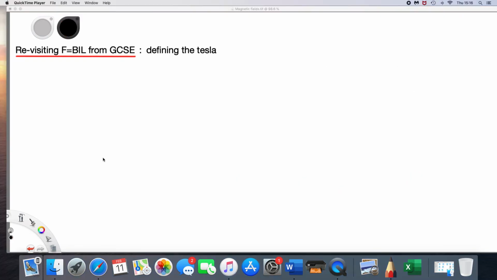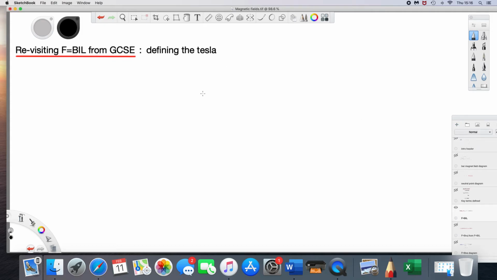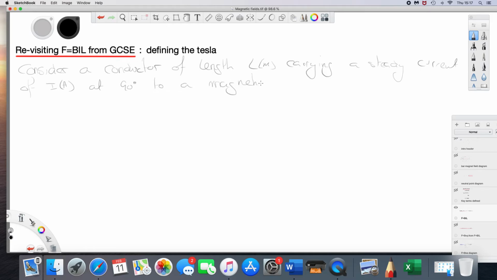So, a little recap of GCSE. Let's consider a straight conductor of length L meters, carrying a steady current of I amps at 90 degrees to a magnetic field of flux density B Tesla.